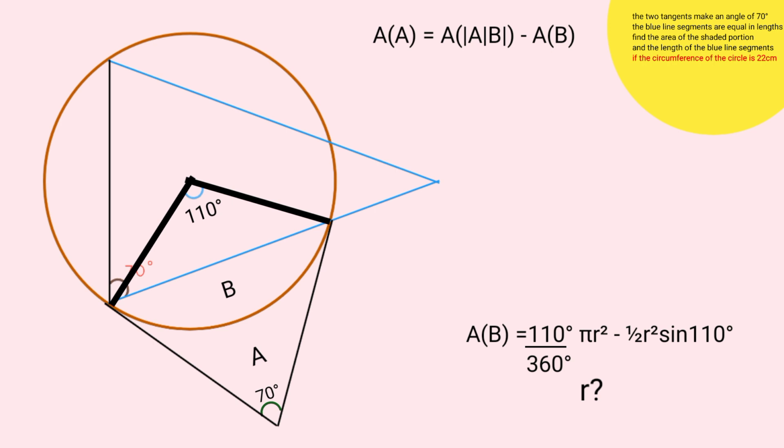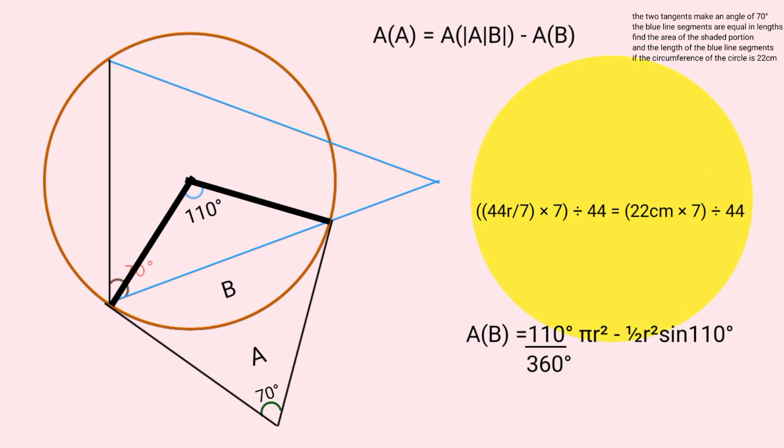But from here, since the circumference of the circle is 22 centimeters, and we know that the formula for finding the circumference of a circle is 2 pi r, we can equate 2 pi r to 22 centimeters. So 2 pi r equals 22 centimeters. Pi is 22 over 7. So 2 times 22 over 7 times r equals 22 centimeters. 2 times 22 over 7 times r is 44 r over 7. To make r the subject, we multiply both sides by 7 and divide both sides by 44.